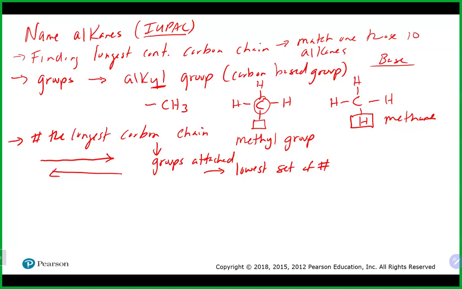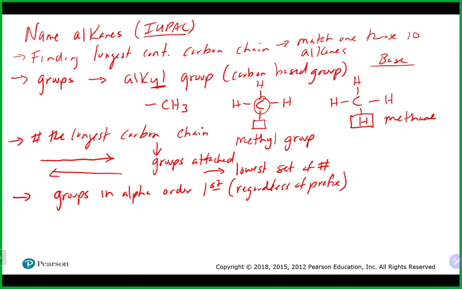Once you have your numbers, your groups, and the base of your name, you're going to put it together here. You're going to put the groups in alphabetical order first, and that is regardless of any numbering. So even if alphabetically the group that should come first has a larger number, it doesn't matter. It is based on the name of the group, and that's regardless of any prefix. So you would not look at the prefix if it happened to have a prefix. We'll talk about that here in just a second.